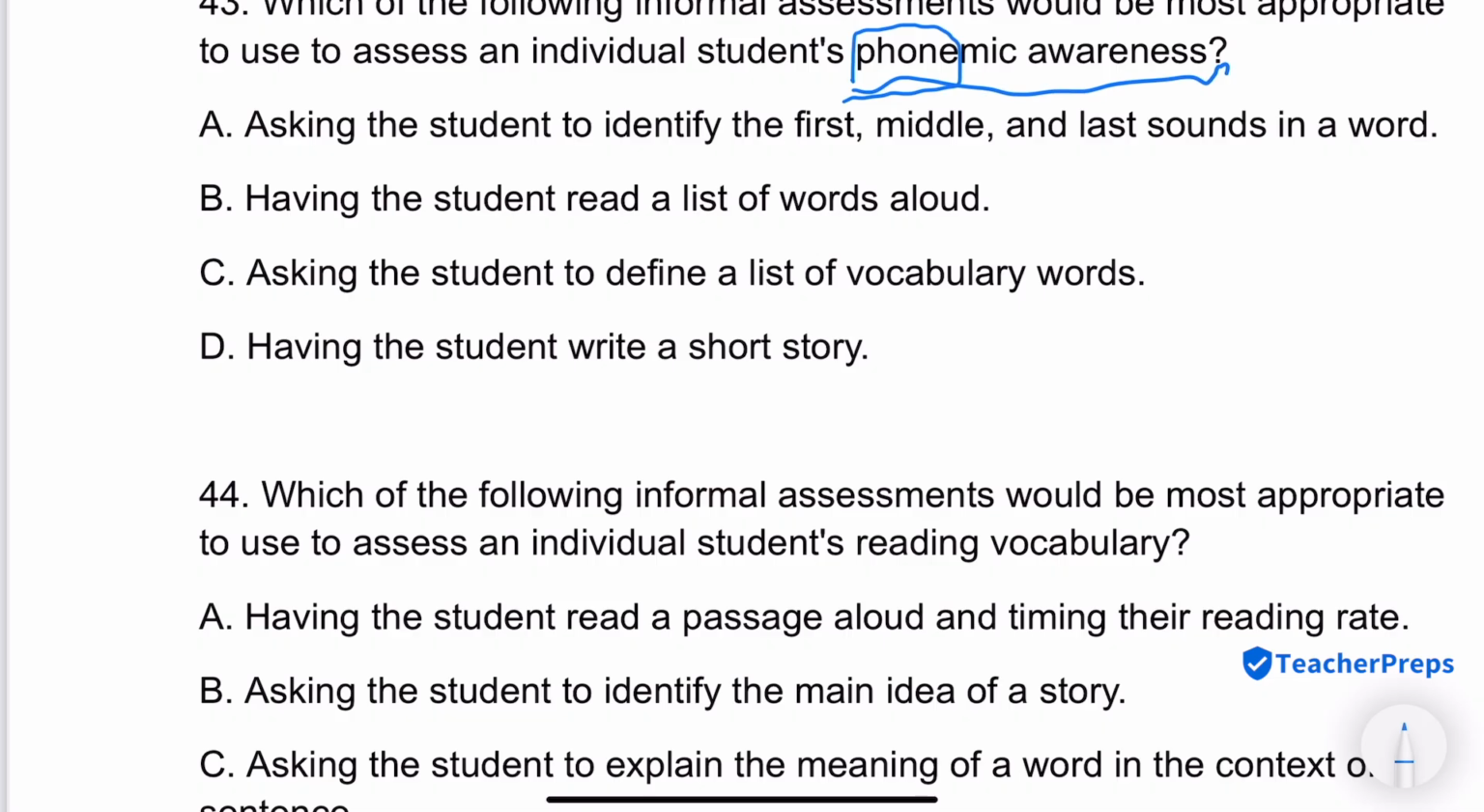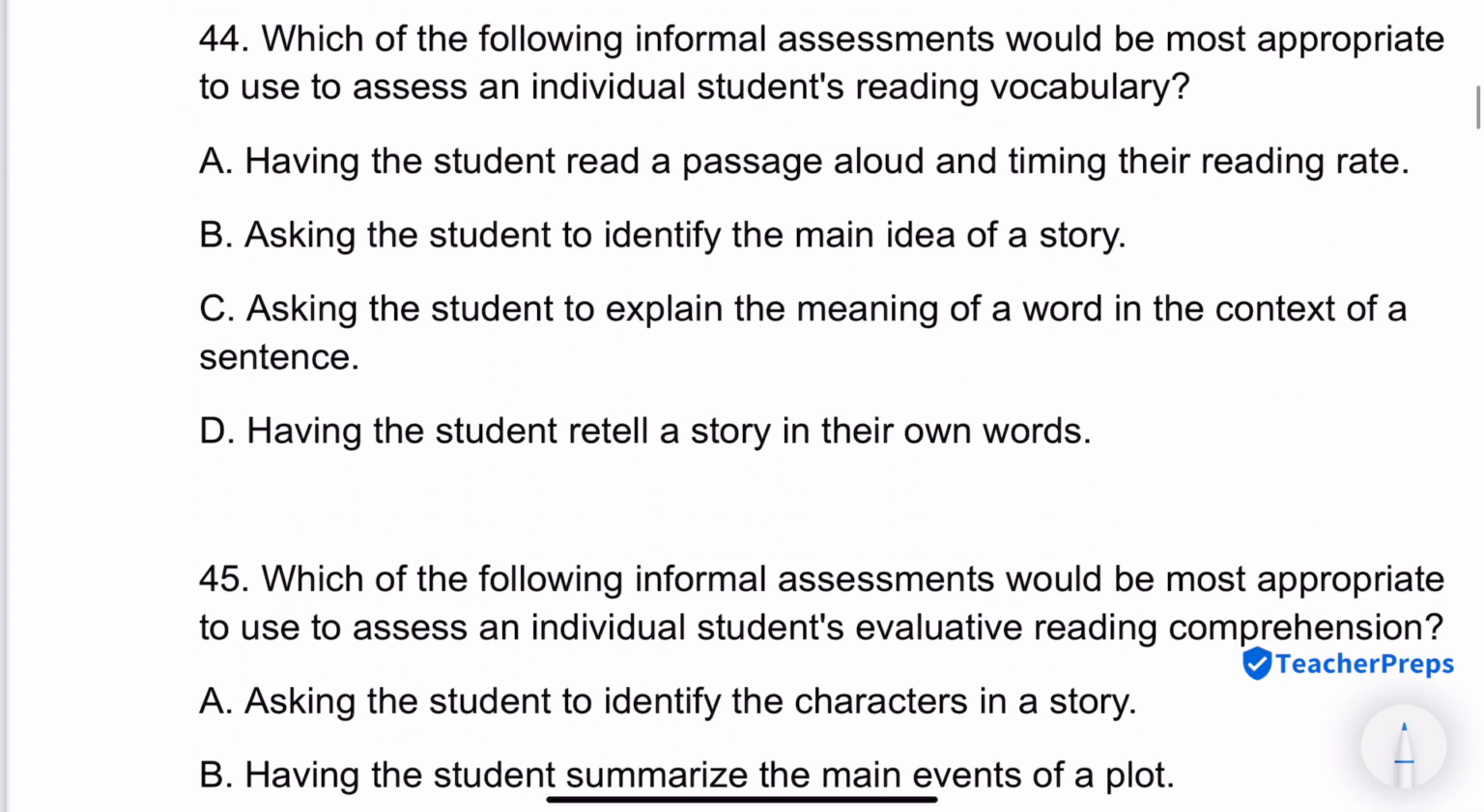And when I read option A, asking the student to identify the first, middle, and last sound in a word, that is going to be the one I want to choose because option B tests phonics, option C tests vocabulary, and option D tests writing. Option A isolates the skill all about hearing individual phonemes. Moving on to question number 44.